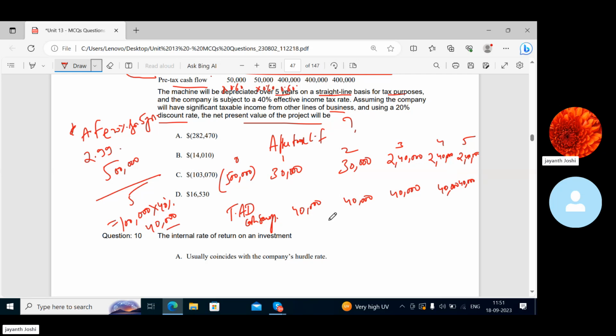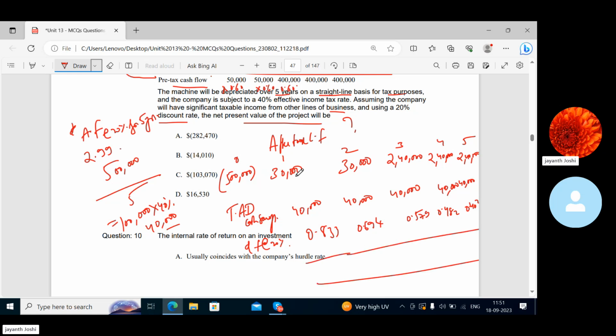Now what we can do is we can just take the factors. Discount factor at the rate of 20%. Can you multiply and tell me the values? That means 3 lakh, the 70,000 into 0.833. Add up those and subtract 5 lakhs and tell me what is your NPV. Right? I'm waiting.